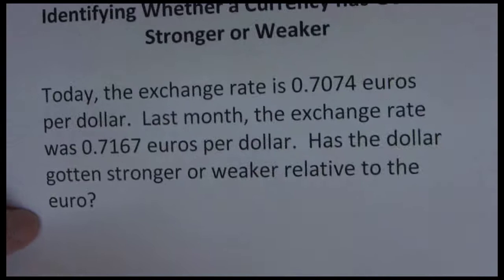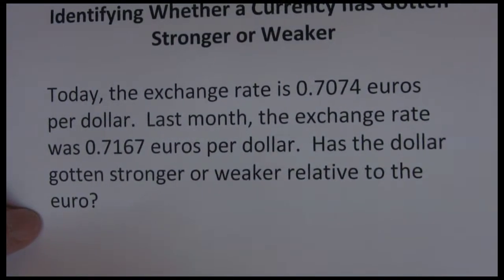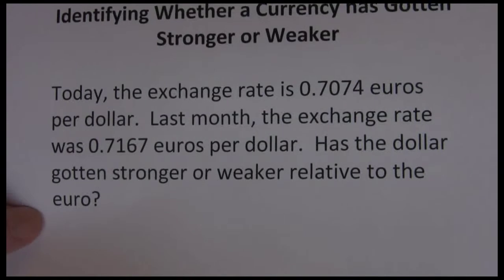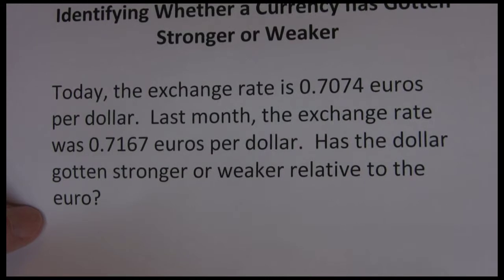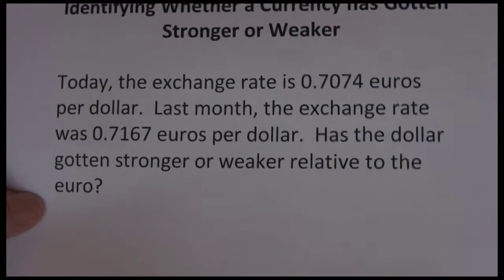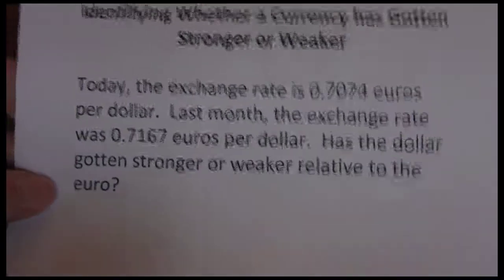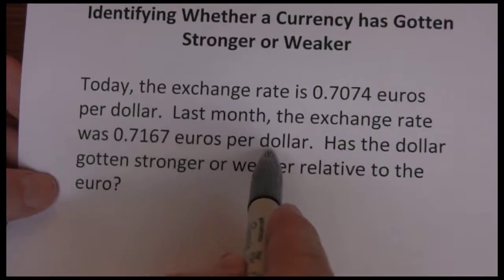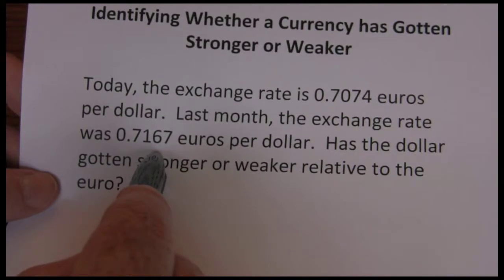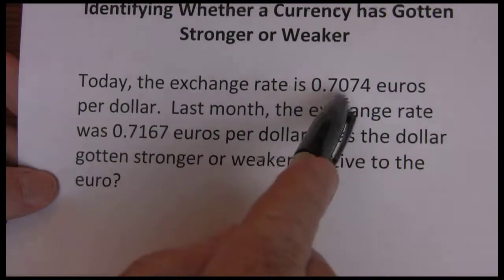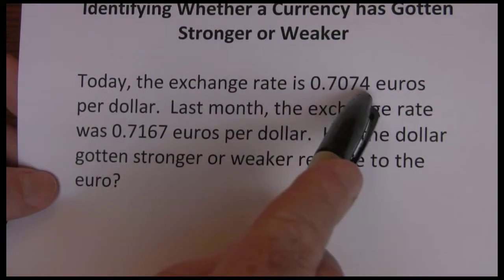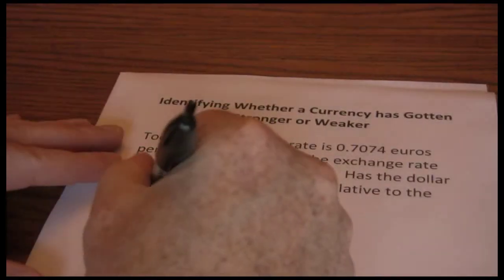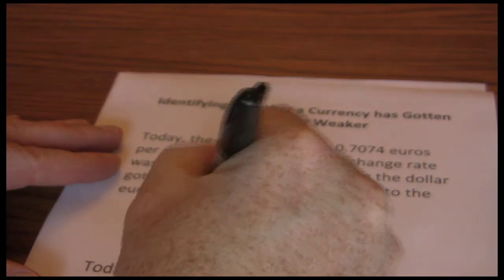Start with the euro. Today the exchange rate is 0.7074 euros per dollar. Last month the exchange rate was 0.7167 euros per dollar. Has the US dollar gotten stronger or weaker relative to the euro? Well, let's start by looking at last month. Last month, $1 could buy 0.7167 euros. Today, the same dollar can only buy 0.7074 euros. The dollar is buying fewer euros today than it could last month. So the dollar buys fewer euros.